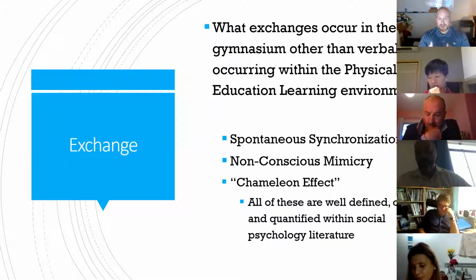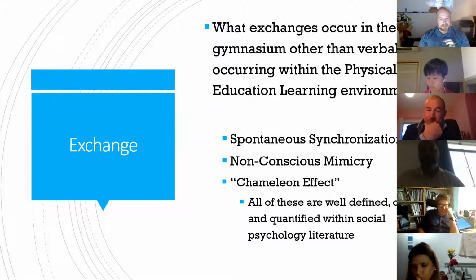So physical educators haven't examined this, but social psychologists have looked at this extensively, and they've looked at it within the laboratory environment quite a bit. And it's well observed, it's well quantified, and it's established within that discipline. So from that framework, we now have a basis to say, yeah, mimicry probably is happening in physical education. It just hasn't been quantified and it hasn't been adequately observed within physical education.